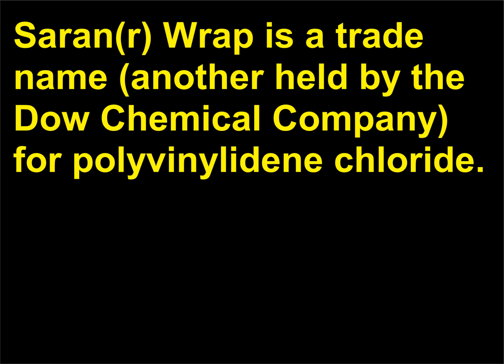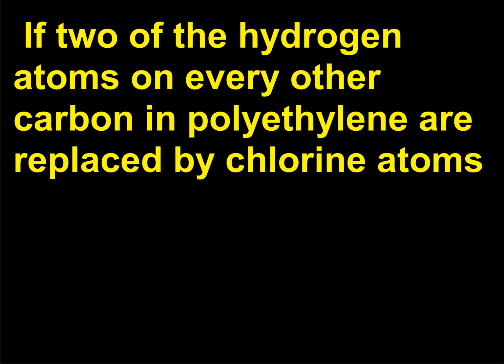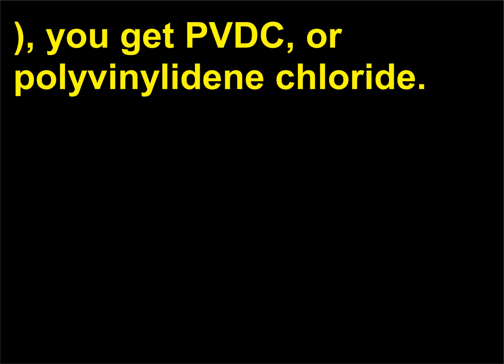Saran Wrap is a trade name, another held by the Dow Chemical Company, for polyvinylidene chloride. If two of the hydrogen atoms on every other carbon in polyethylene are replaced by chlorine atoms, note yet again that this is not how this material is actually made, you get PVDC, or polyvinylidene chloride.